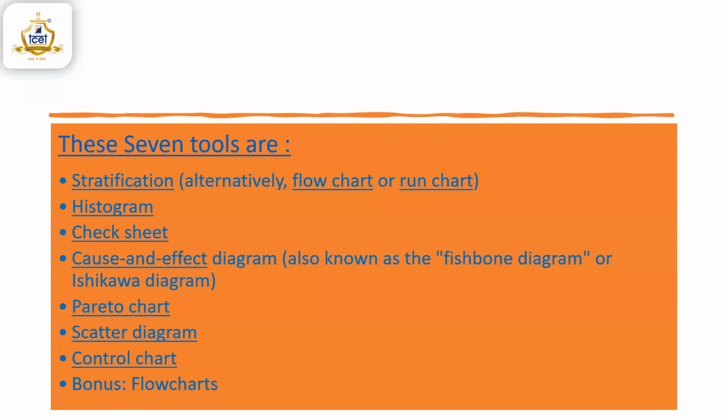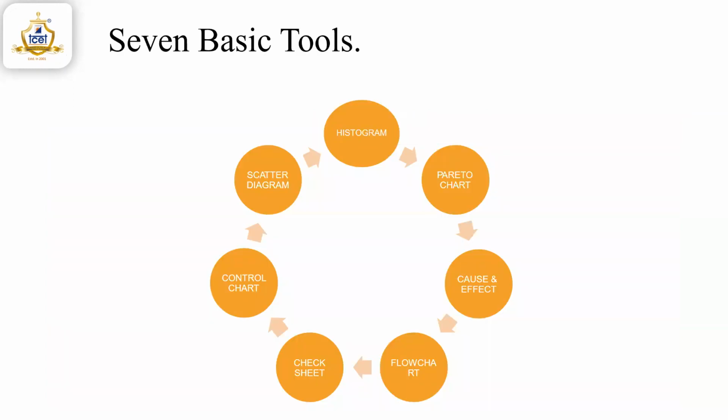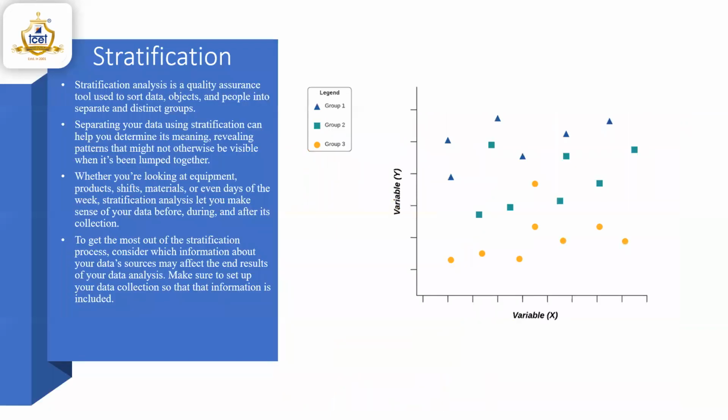So these 7 tools are stratification, alternatively called flowchart or run chart, histogram, check sheet, cause and effect diagram, also known as fishbone diagram or Ishikawa diagram, Pareto chart, scatter diagram, control charts, and bonus, the flow charts. The 7 basic tools are listed over here. So we'll go one by one.